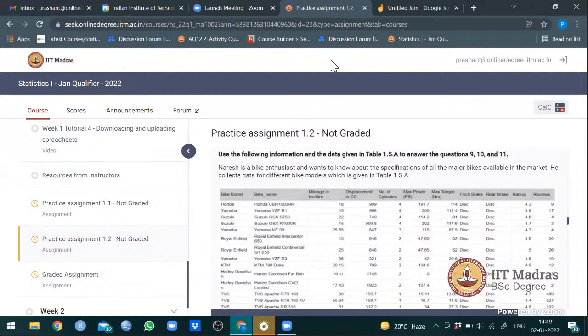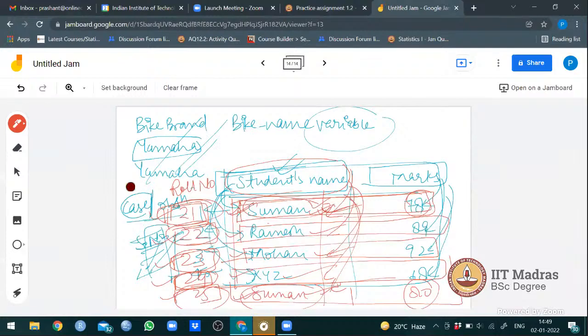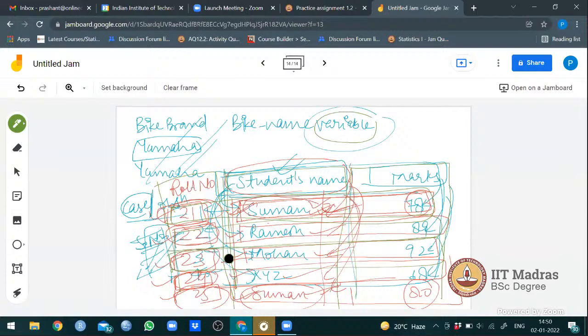And each case has its own row. This roll number has its own row, and this roll number has its own row. Generally you can say a variable has its own column. Marks is a variable, it has its column. Roll number is a variable, it has its column.